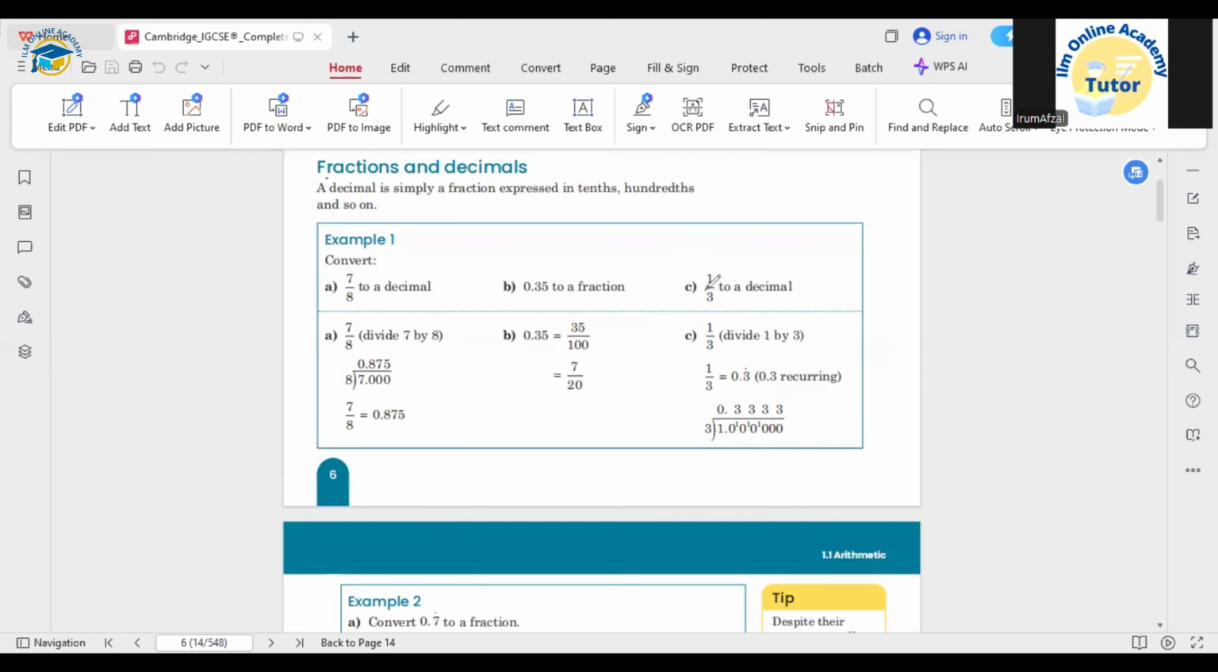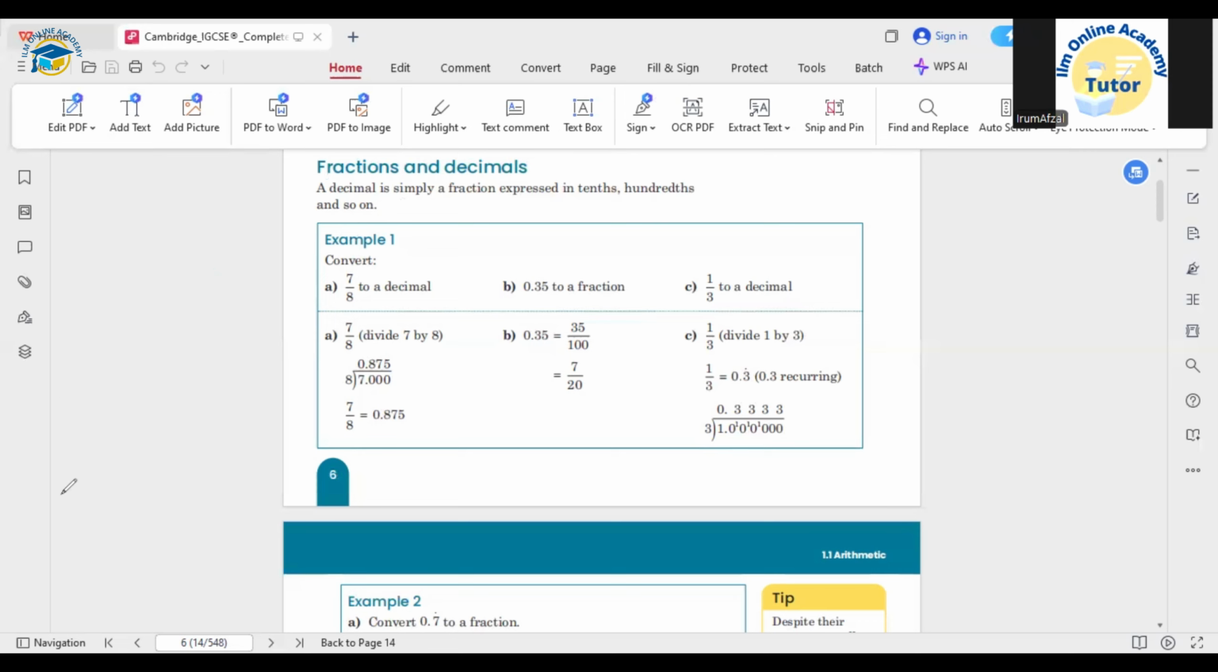If we talk about the improper fraction, in an improper fraction your numerator is greater than the denominator, for example 45 by 23. This kind of fraction is the improper fraction. And the third one is the mixed fraction, which has two parts: a whole number part and a simple proper fraction part. So accordingly, we have three different forms of fractions.